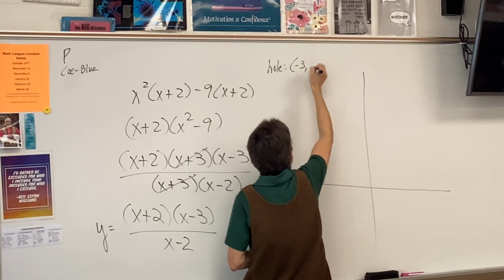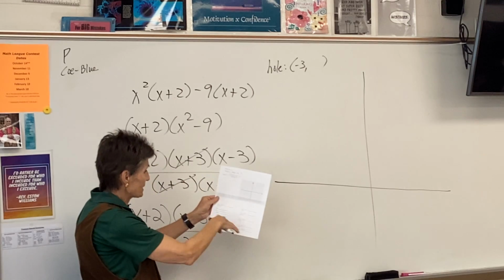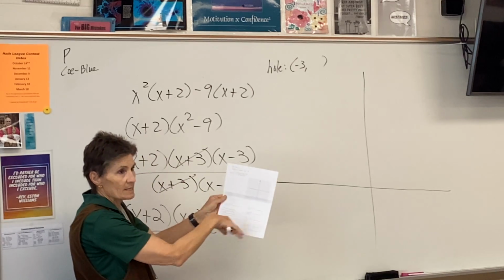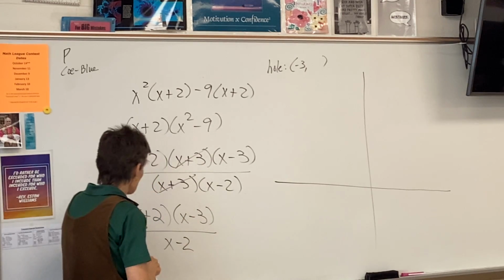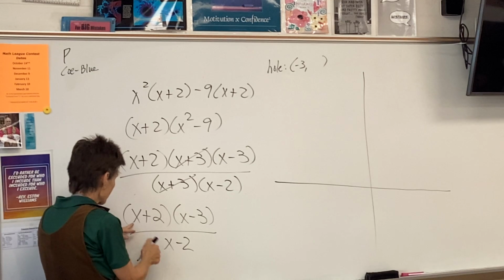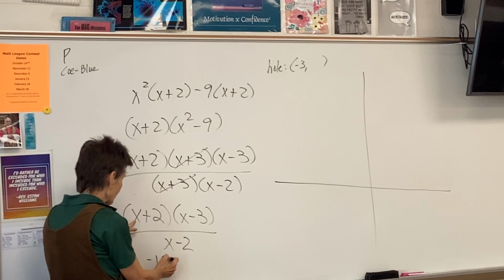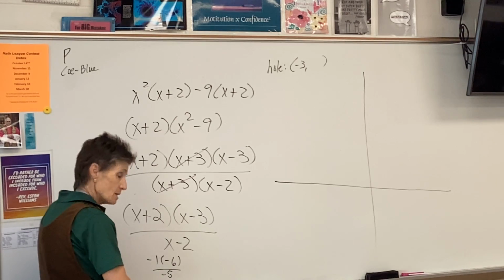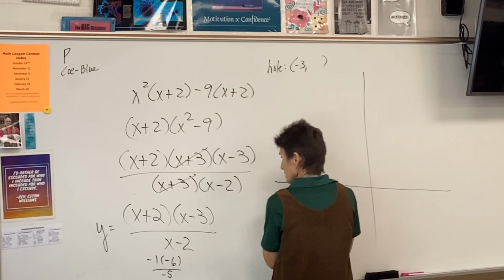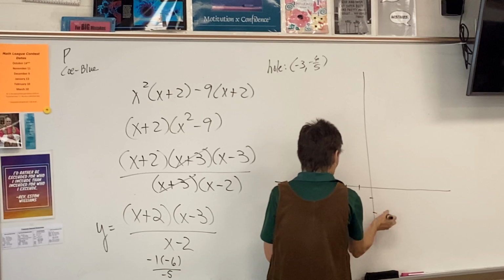So notice, not only is there a graph you're going to fill in, but you're going to fill in all these little things here too. So one of them is you got to fill in the holes. So if I put -3 back in here, what am I going to get? -1, -6, -5. So what is that? -6/5. So the hole is at -3, -6/5.